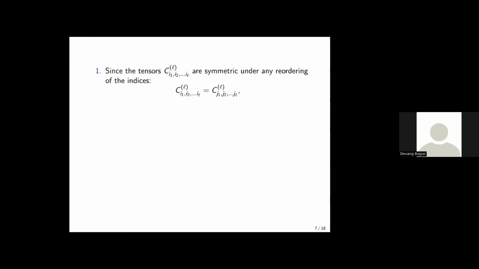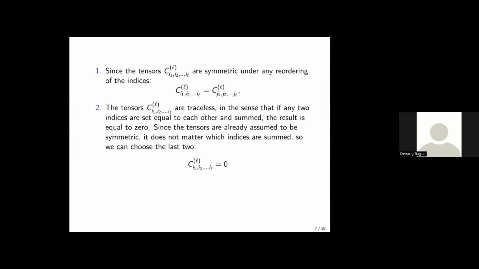Now these tensors are symmetric in the sense that any reordering of indices gives us the same thing, where J1, J2, JL are different permutations of I1, I2, and IL. And the tensors are traceless in the sense that if any two indices are set equal to each other and then summed, the result will be equal to 0. And since we have already assumed it to be symmetric, it doesn't matter which indices are set. So we can choose the last two also.